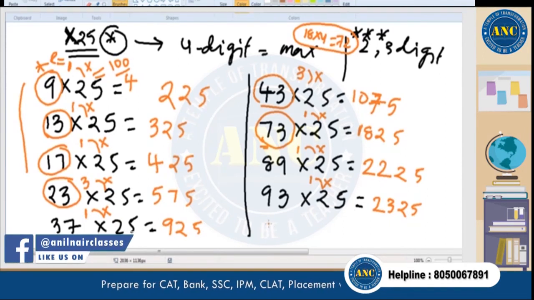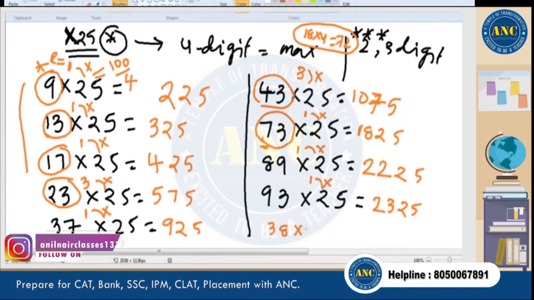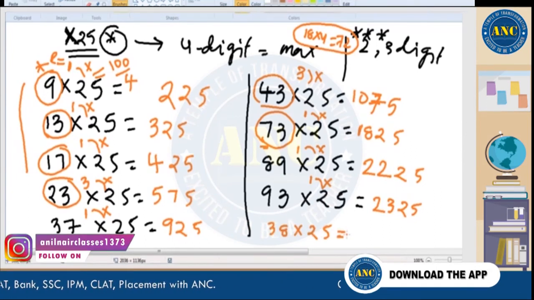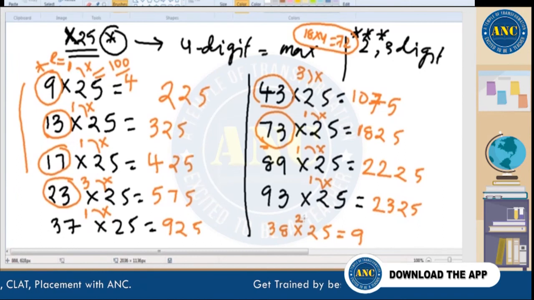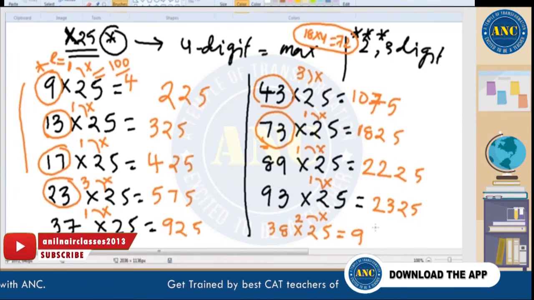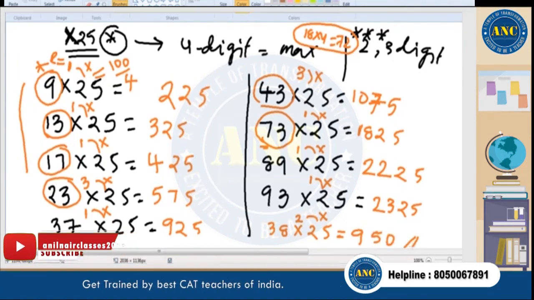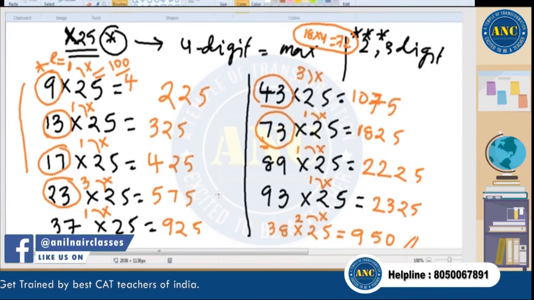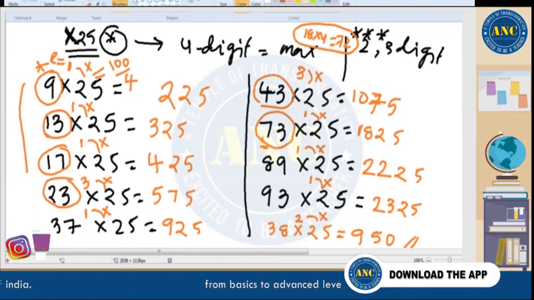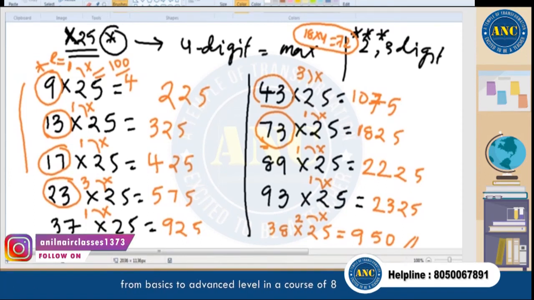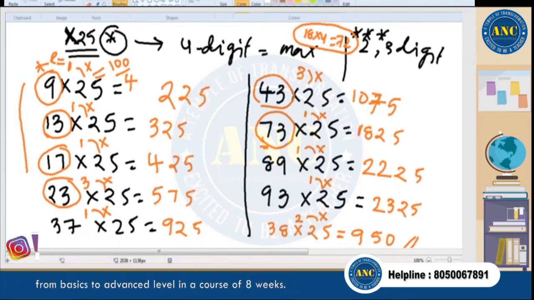I'll give the 2 remainder. Let it be 38 into 25. Divide with 4. 4 9s are 36. Remainder 2. 2 into 25 is 50. So this is the second level of multiplication of any number with 25, sir.